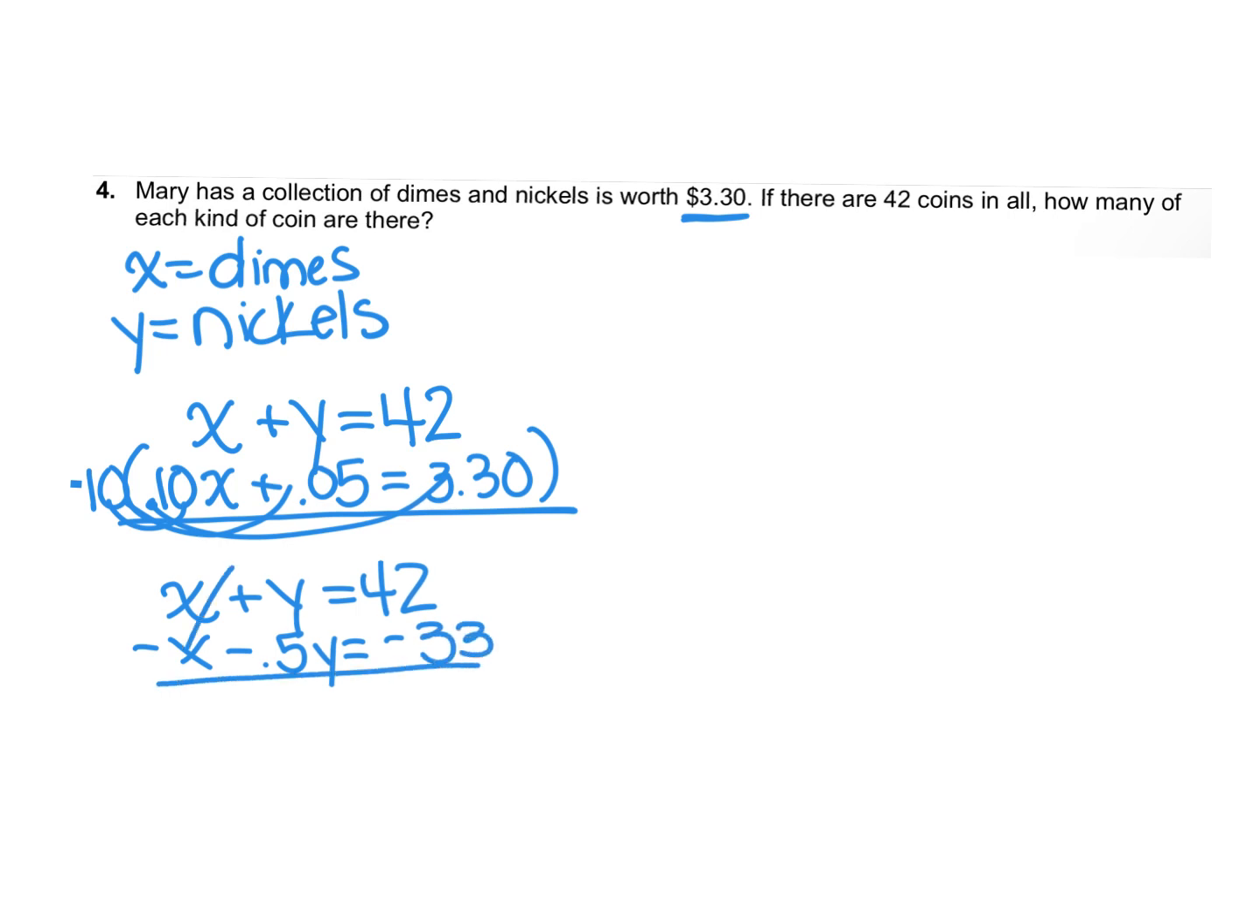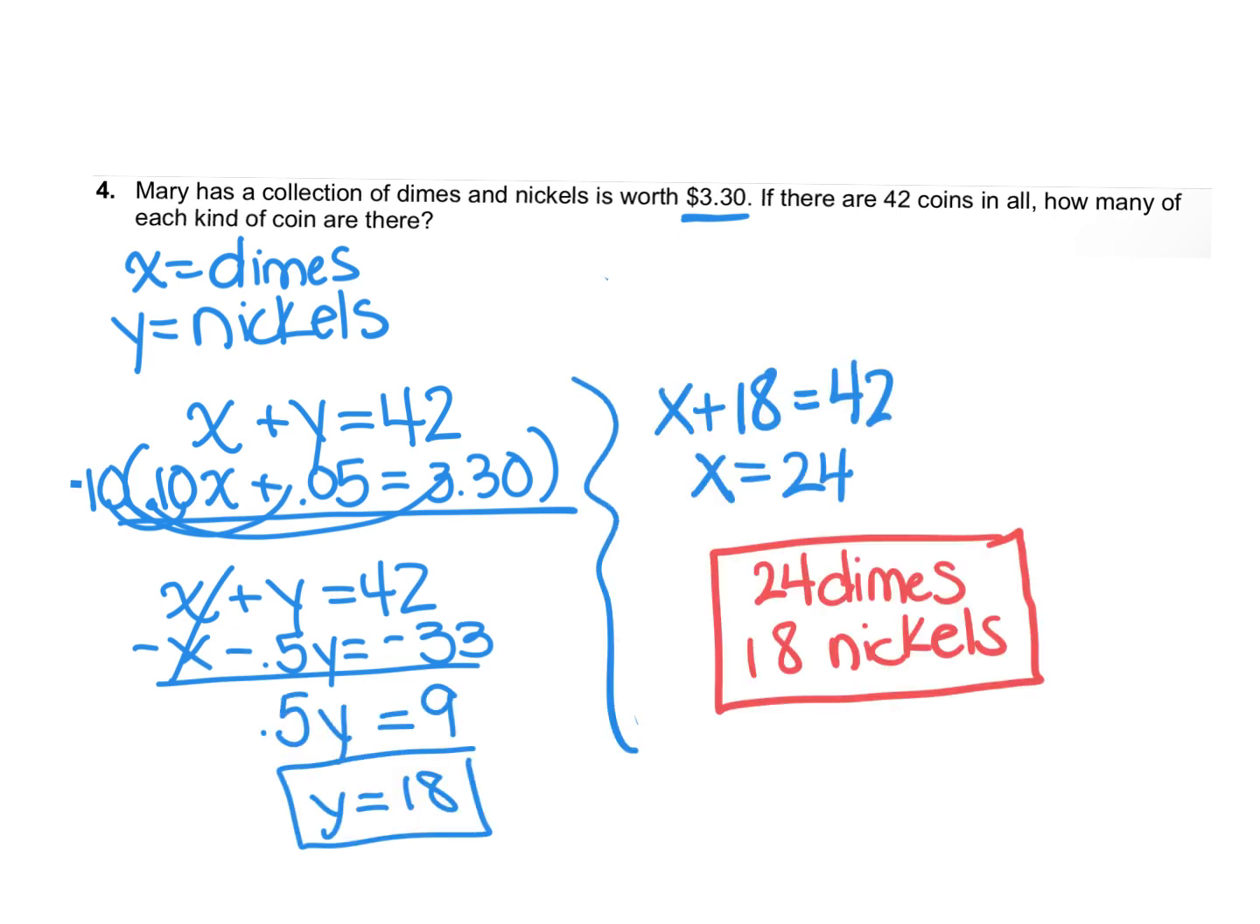So notice our x's are going to cancel out. I'm going to continue solving. You go ahead and continue solving, and let's come back then to see if we get the same answer. So once we got done solving, you should have had 24 dimes and 18 nickels.